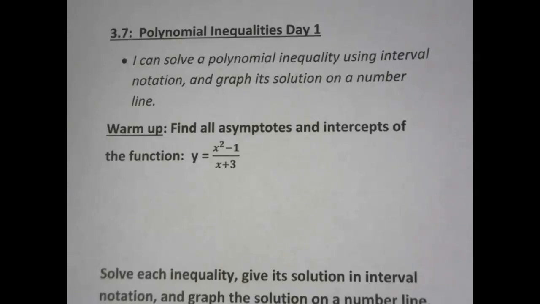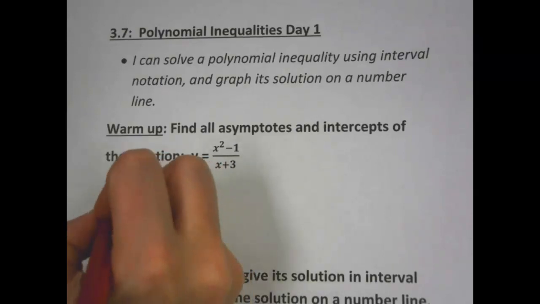This is part 1 of polynomial inequalities. We're going to start by going through and reviewing how to find all of the key features for a rational function, including all of the asymptotes, intercepts, things like that. So please pause and see if you can locate all of those and then come back and see if you got the right answer. We're going to start with the vertical asymptote.